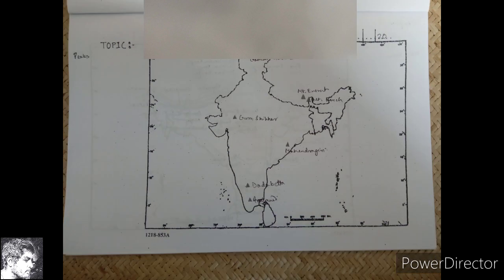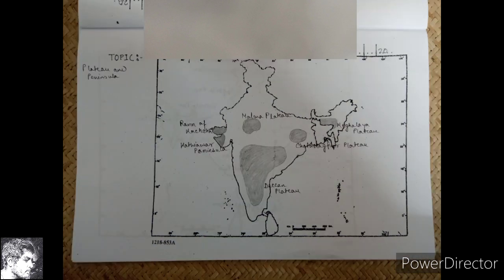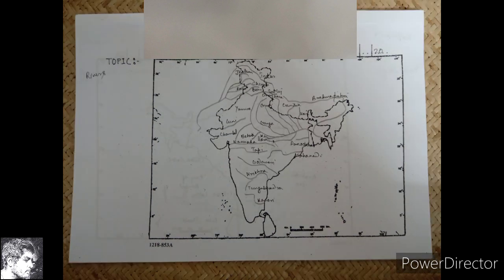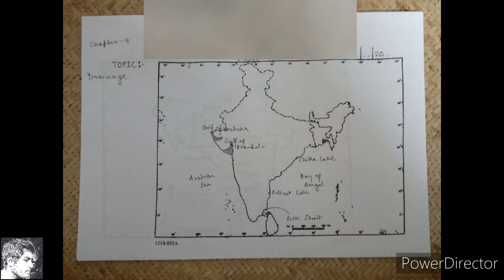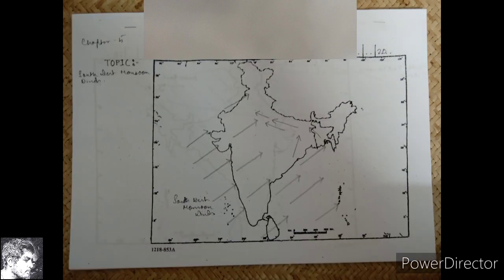And then below the topic, the type of which the topics are made is written. Like this one is rivers, so rivers is written over there and all the rivers of India are drawn. Here it is written chapter number 4, so these are the maps of chapter number 4 and onwards, that is, drainage. And there comes chapter number 5, that means climate. So in this way the video is arranged.